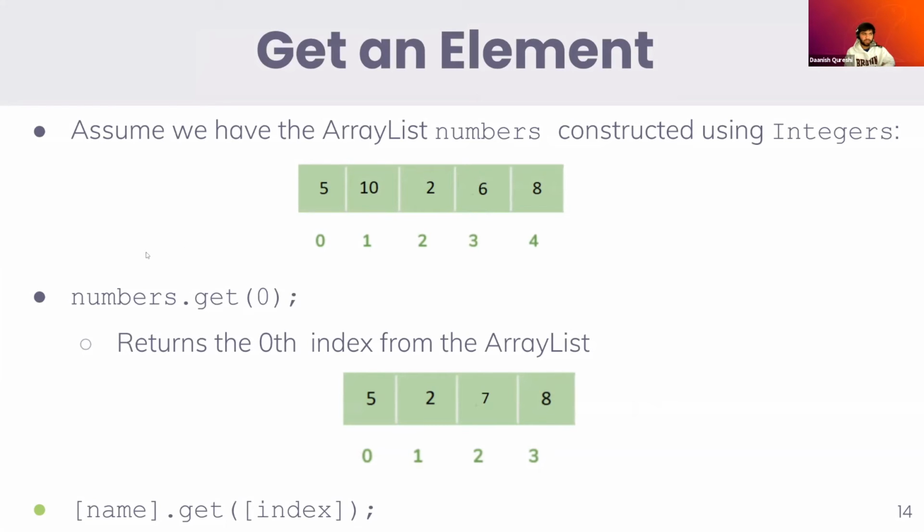So I have a question here. If I do numbers.get(0) and I print that, what will it return? Can anyone guess or tell me? Bakar Walid. Perfect. So I see 5. Awesome. So if I return that and I print that out, I'll get 5 because it's the 0th index. So the syntax here is the name dot get and then the index.